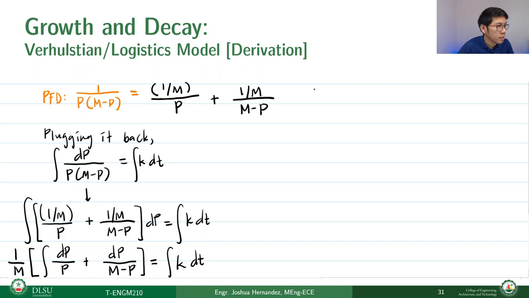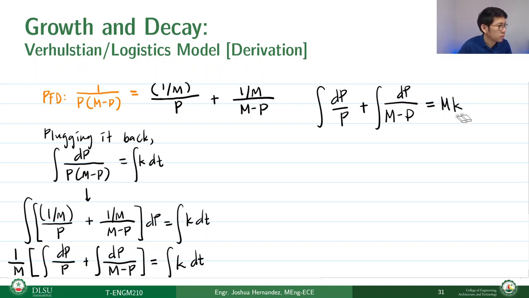integral of dp over p plus, integral pala to. Oops. dp over m minus p. Of course, integral pa din. And then yung m natin mapupunta rito. So magkakaroon tayo ng mk or km, the integral of dt. Ayan.